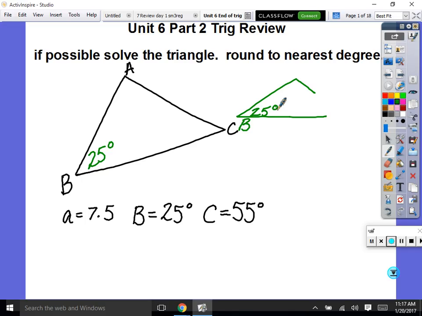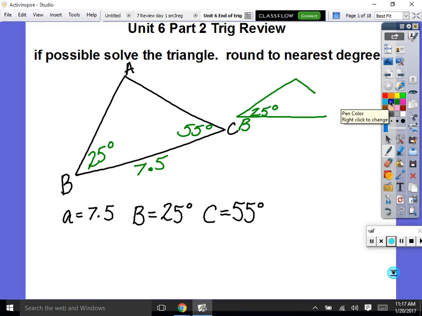Side B, we weren't given side B. We're given, okay, never mind. Angle C is 55 degrees. I'm just going to use this. I thought this was a different problem. And then side A is 7.5. I can't think right now. Is this my picture? Okay. All right, I gotta focus.